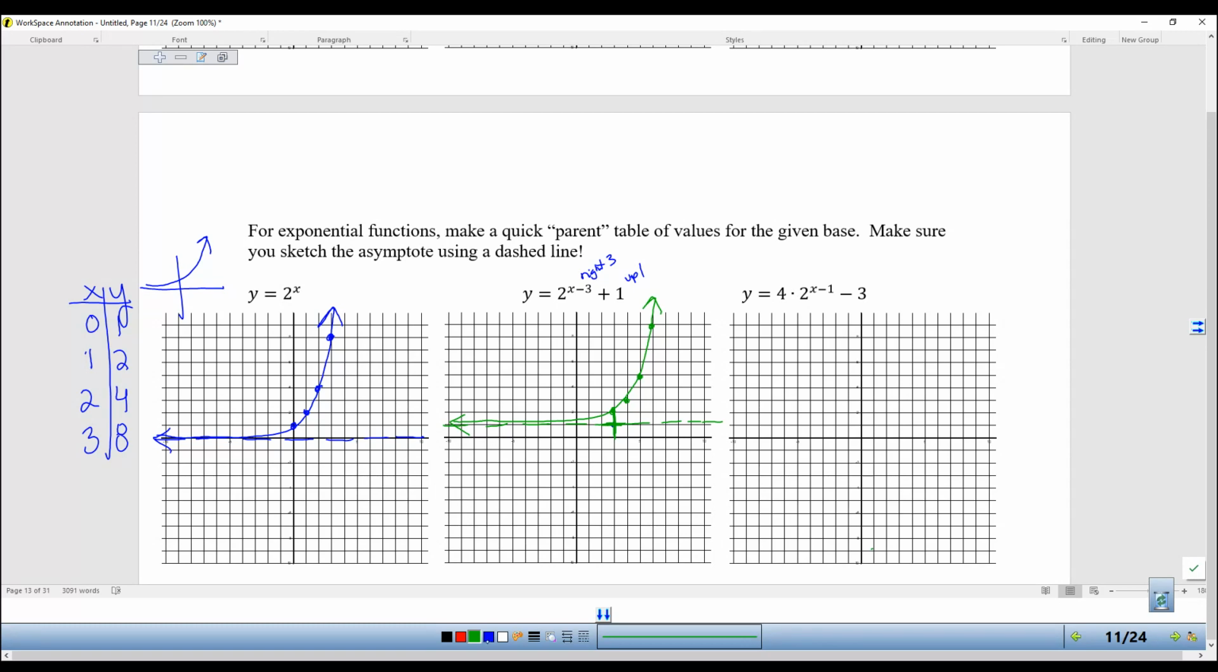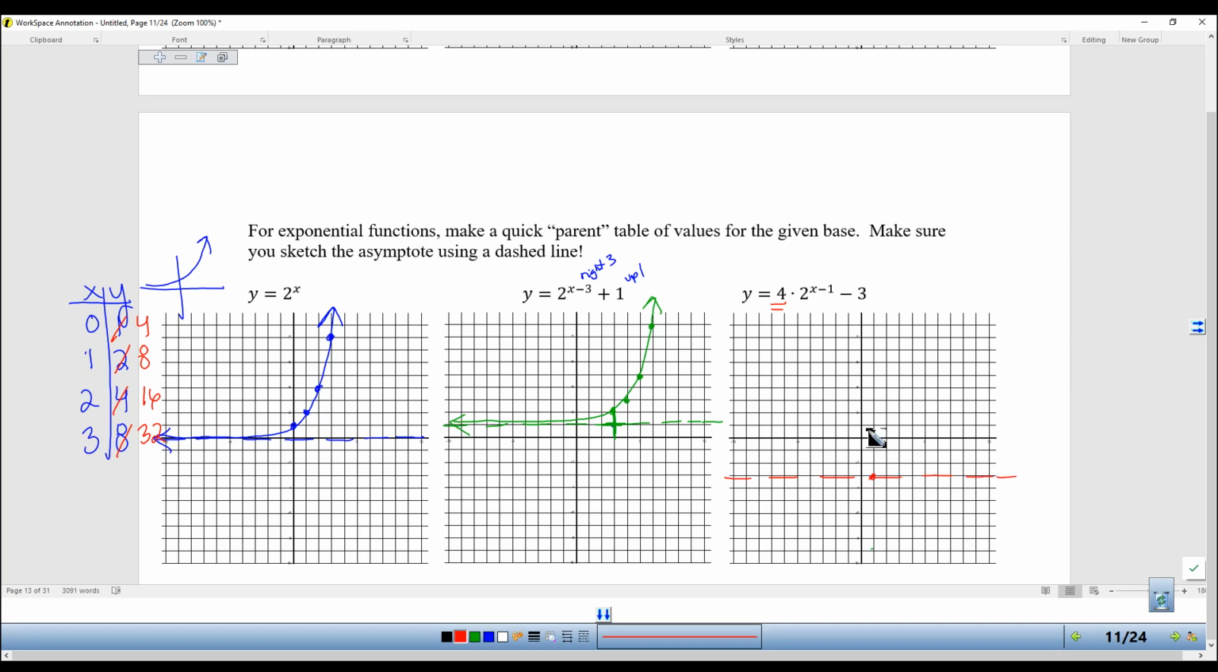But now the shape will change. So on this last one, again, it's 4 times. So I'm going to multiply each of these numbers by 4, unless, of course, it gets ridiculous. Obviously, I'm not going to graph 2 to the 32. And I still am going to use my new origin. So in this case, I'm going to go to the right 1 and down 3. Right 1, down 3. I'm going to draw my asymptote.